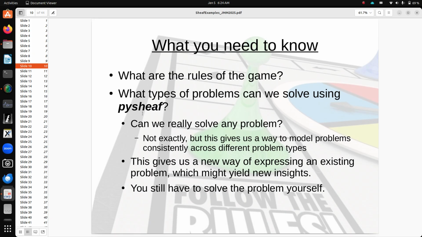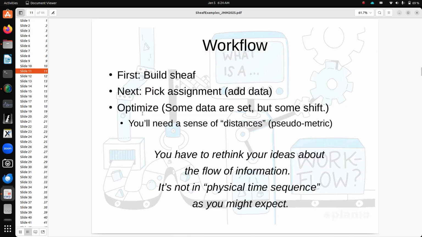Express existing problems in a new way. You still have to solve the problem yourself. Your workflow is going to be, first you build a sheaf, you're going to pick an assignment, and then you're going to optimize. You have to really rethink your ideas about the flow of information. It's not the way information flows in the physical, real world.